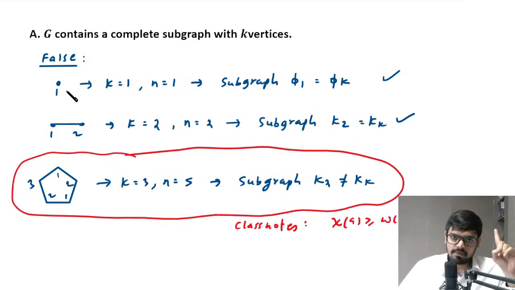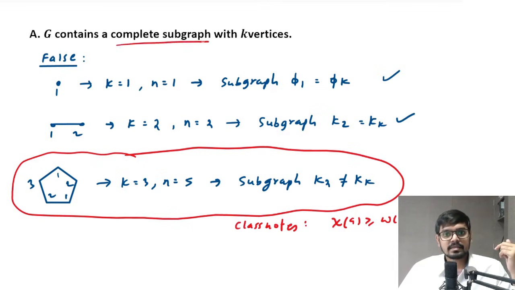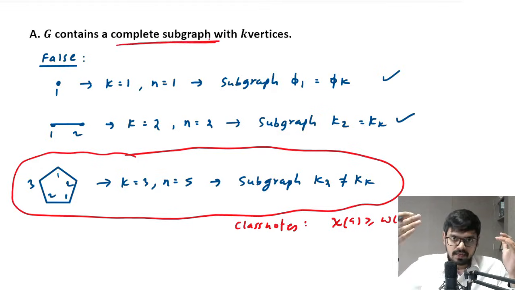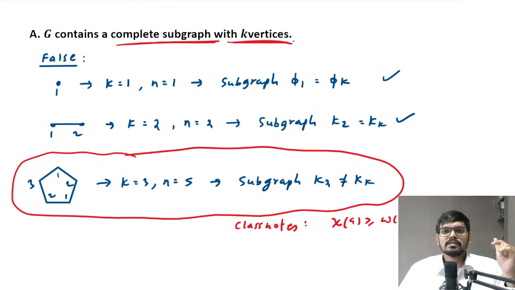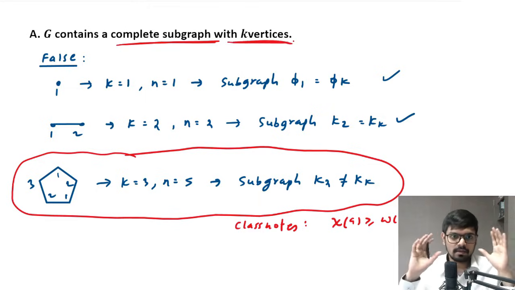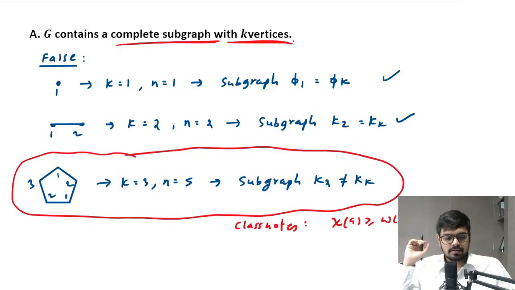Suppose I have only one vertex. One color is needed, chromatic number 1, number of vertices 1. But they are not interested in the number of vertices of the graph. They are interested in complete subgraphs. From that graph, take the complete Kn version as a subgraph, and check whether it has K vertices. They are saying G always contains a complete subgraph with K vertices.